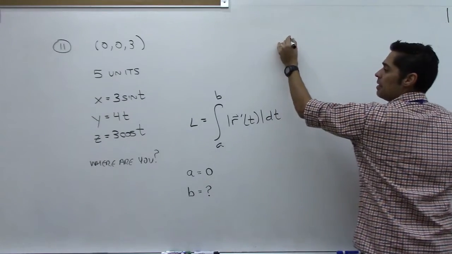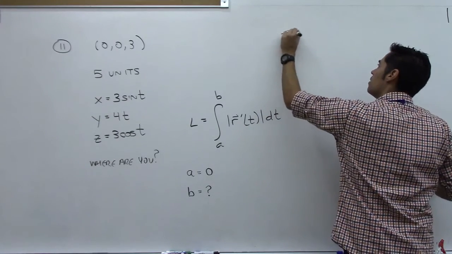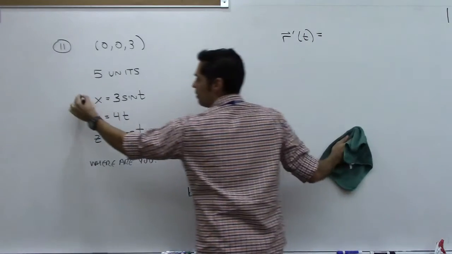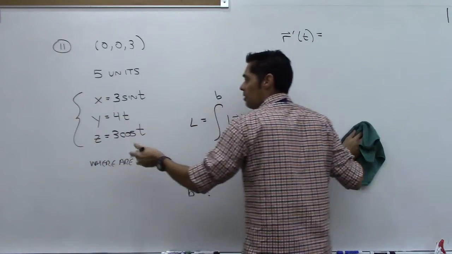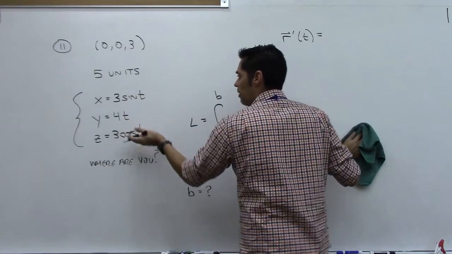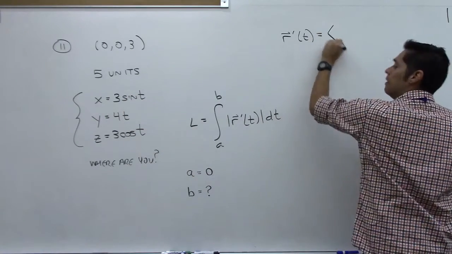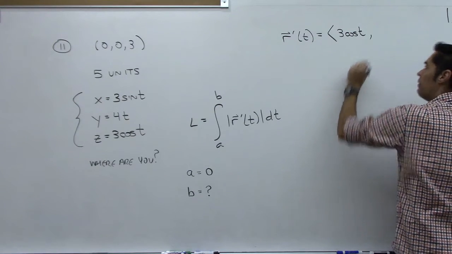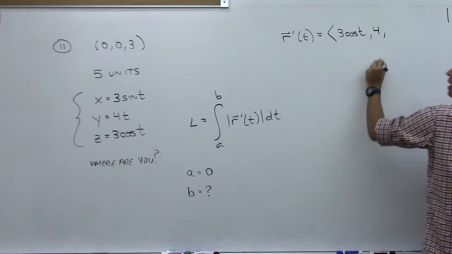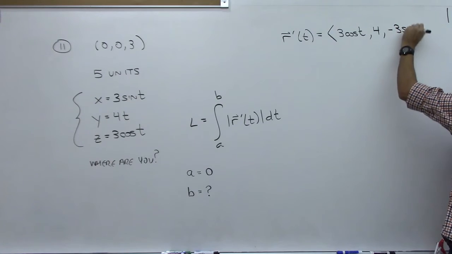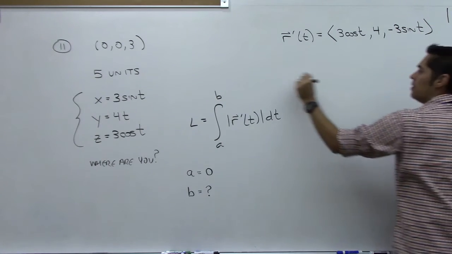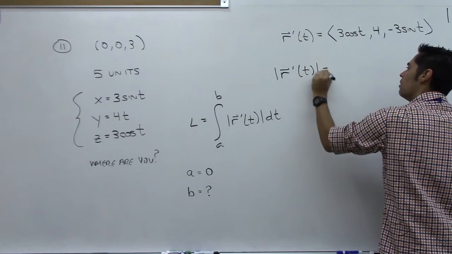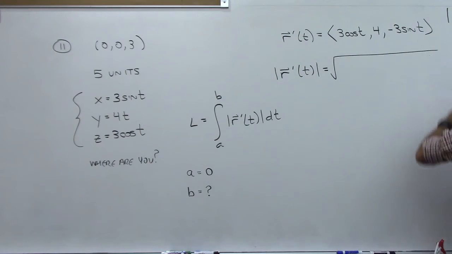So let's take the derivative. What is the derivative of the vector function? Now I didn't write it in vector form, but these were the parametric equations. So I'm just going to go derivative, derivative, derivative. So we have 3 cosine t, 4, negative 3 sine t. And boy, we love to see those sines and cosines in there because we know the Pythagorean identity is probably going to come into play here.